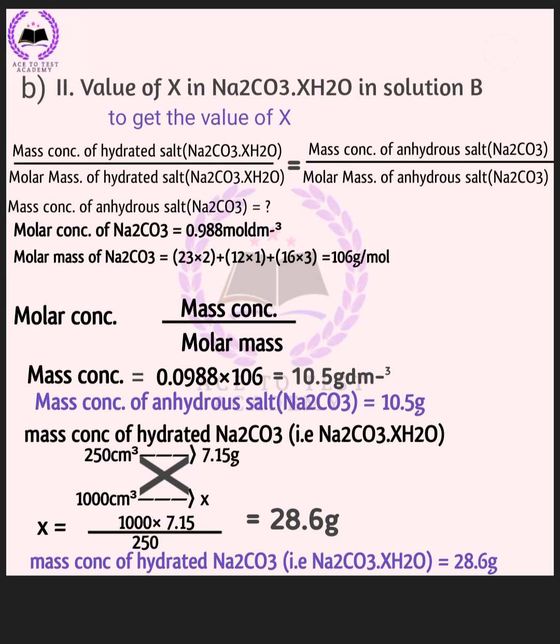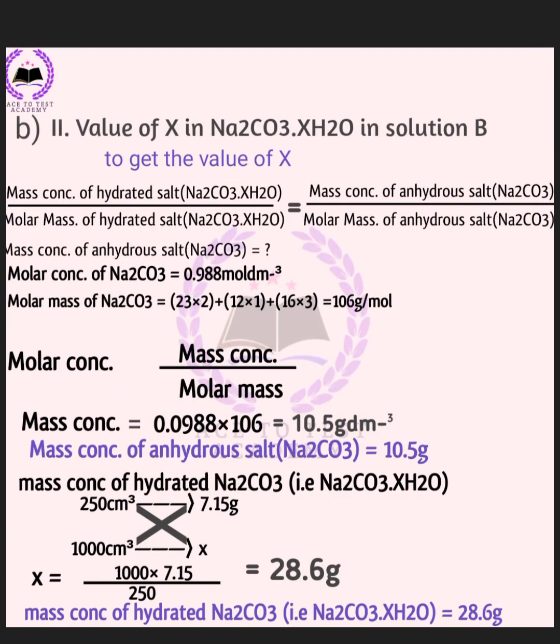And this is the molar mass. You calculate it, or you will be given it. Though I did not write it in the question, you will be given. So I calculate the molar mass as 106 gram per mole. To get our mass conc of the anhydrous salt, this is the formula. Molar conc is equal to mass conc over molar mass. If you cross multiply, mass conc equals molar conc times molar mass.